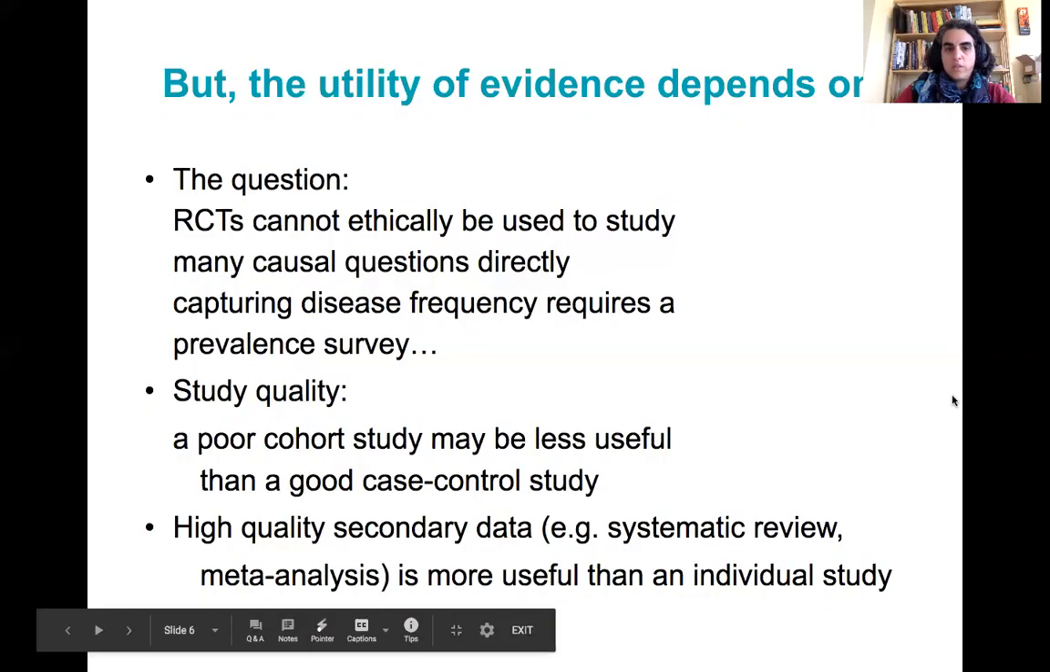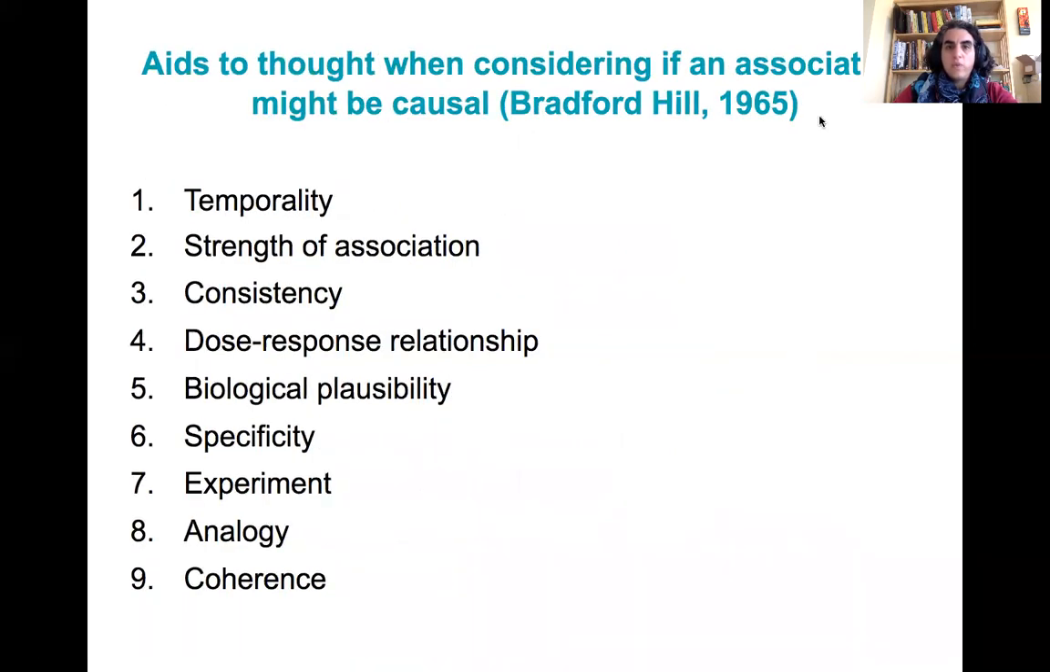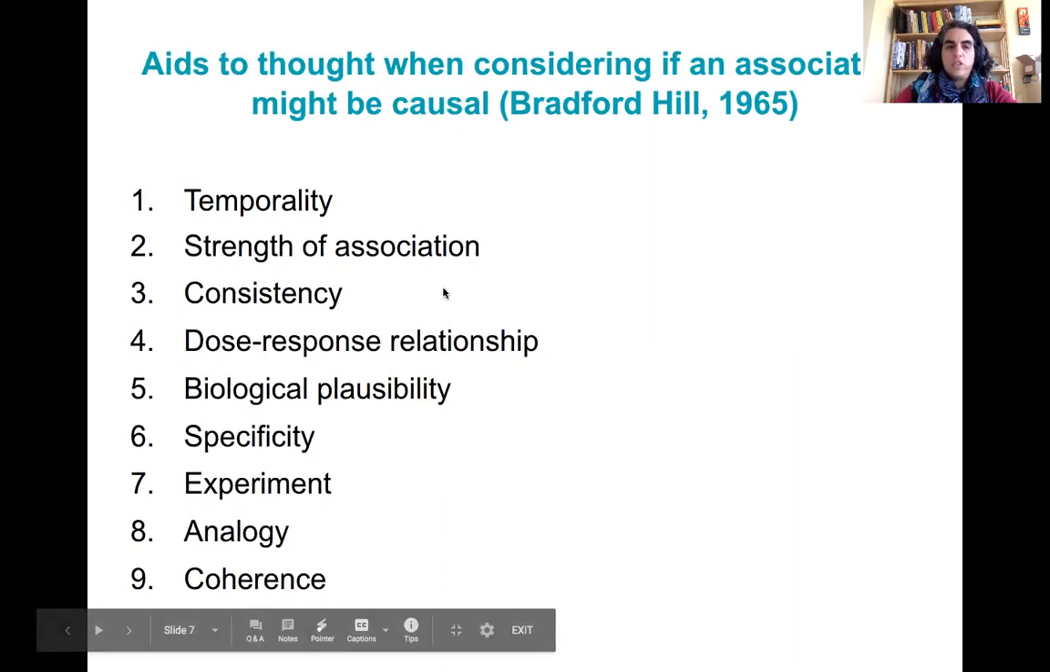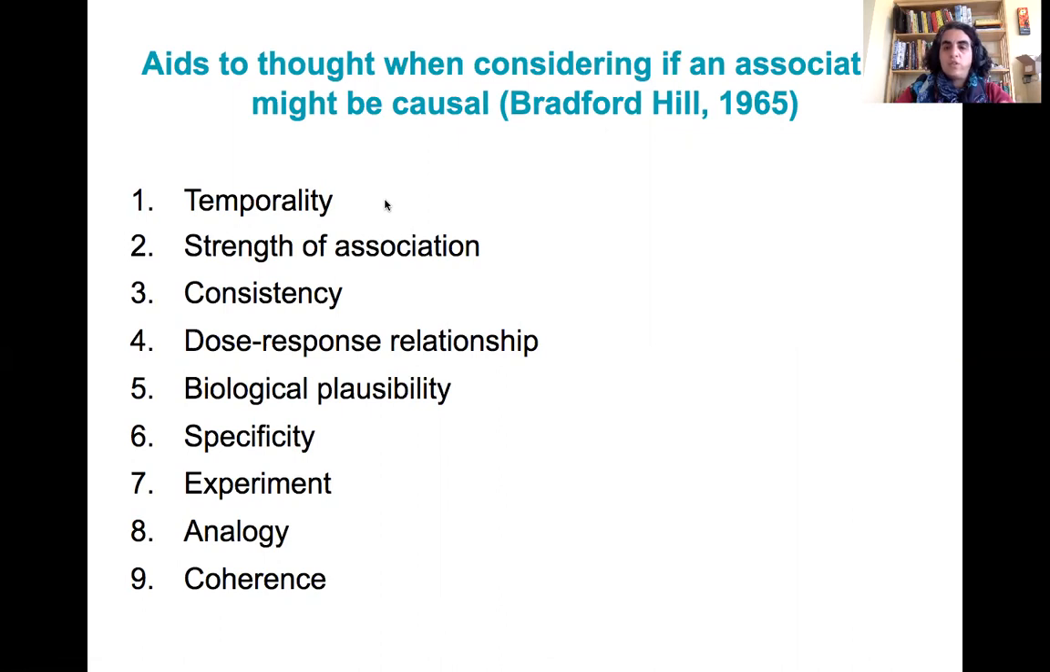So let's pull this up here. There we go. That's just the slide we were on last time. So here's what Bradford Hill thought might be useful things to think about, I'll put it that way, when considering if an association is causal. Temporality, that is, the cause has to come before the effect. Strength of association, consistency, dose response, biological plausibility, specificity, experiment, analog, and coherence.